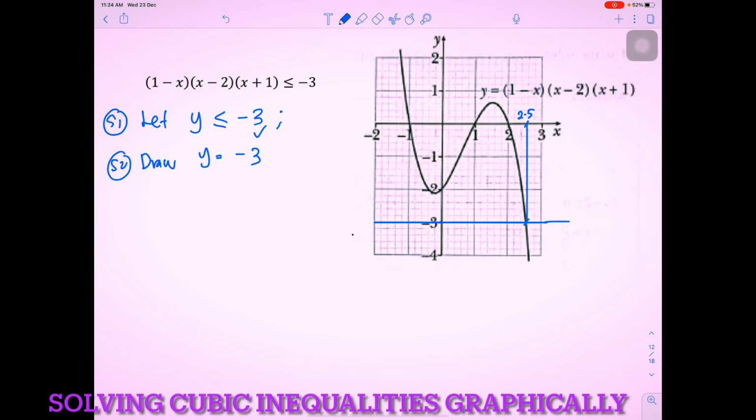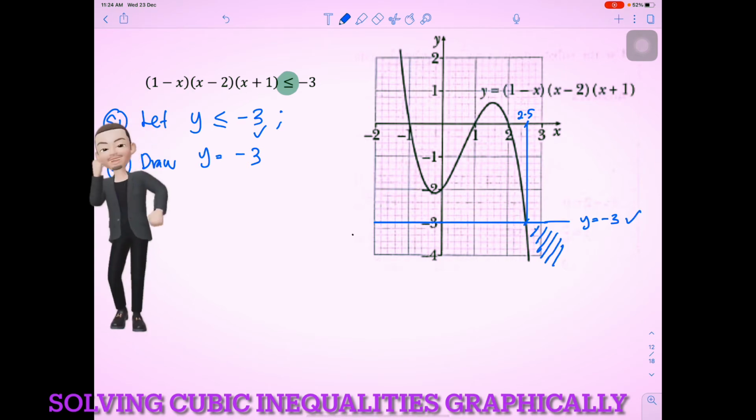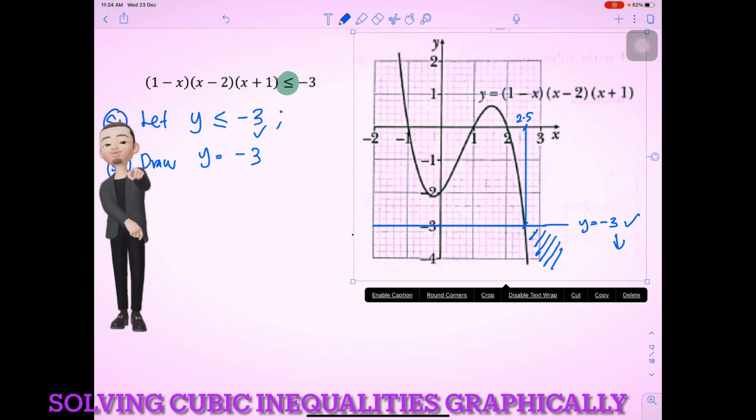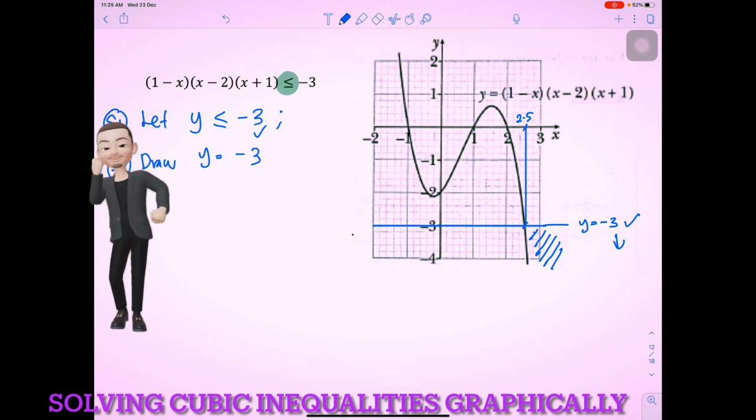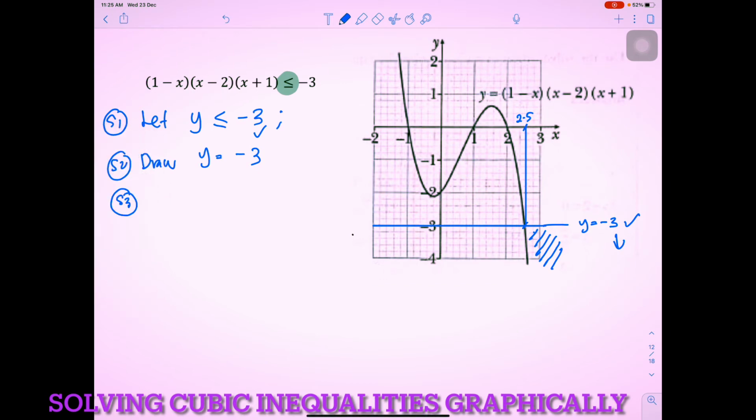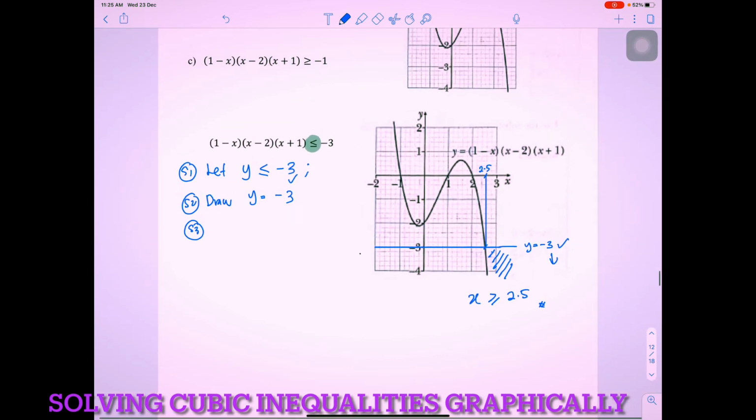Now what do we do? y equals negative 3. Step 3: look at the inequality. Because the inequality is less than, we sketch under the line y equals negative 3, and then find the inequality. From here we know x is greater than or equal to 2.5. So this result is accurate.